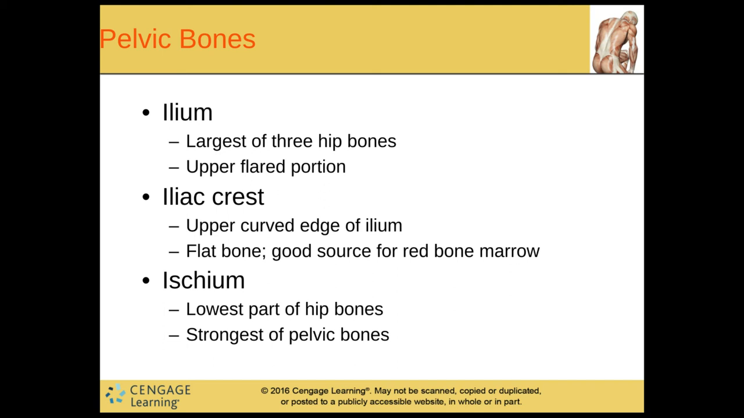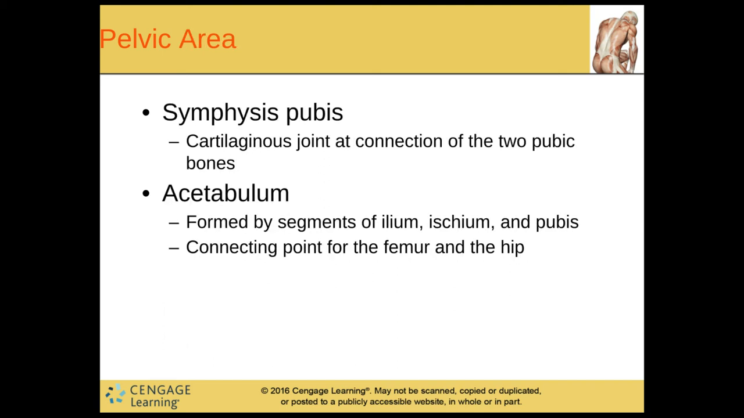So it's a flat bone, but it's a good source of red bone marrow. So if you've ever watched Grey's Anatomy, when Izzy gives bone marrow for her biological daughter, right, they usually do an aspiration into that bone to collect that bone marrow, okay? And then we have this ischium, which is the lower part of the hip bones, and it's the strongest of those pelvic bones, okay?